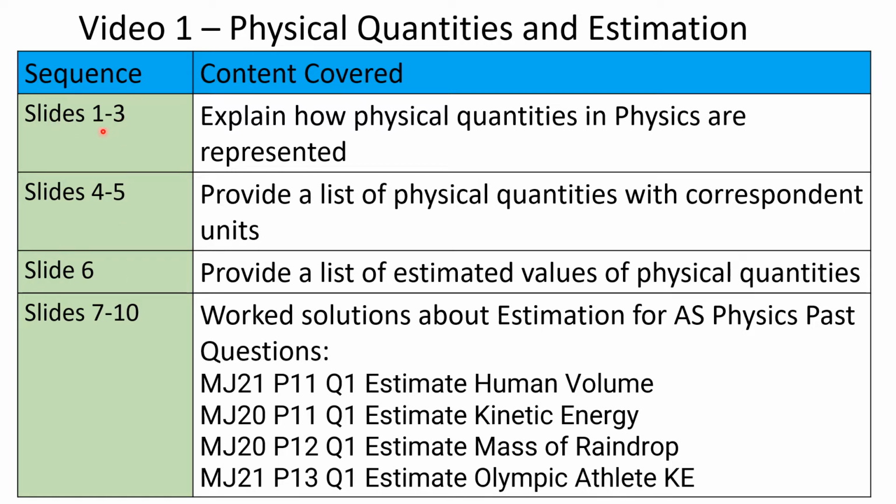Slides 1 through 3 explain how physical quantities in physics are represented. Slides 4 and 5 provide a list of physical quantities with corresponding units. Slide 6 provides a list of estimated values of physical quantities. And slides 7 through 10 show worked solutions about estimation for the AS Physics past questions listed below.